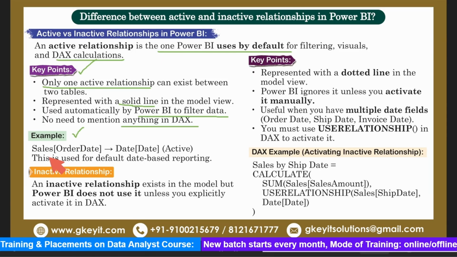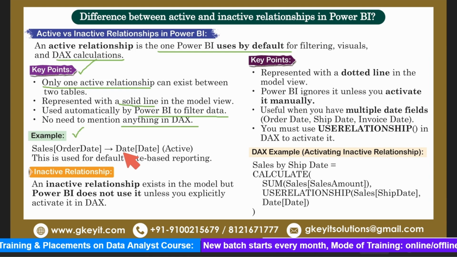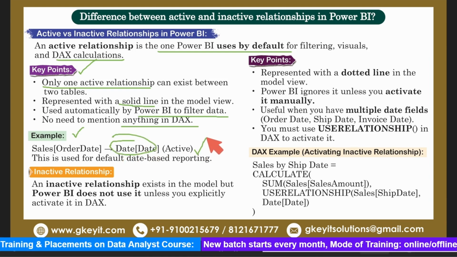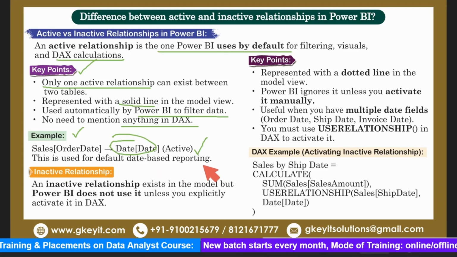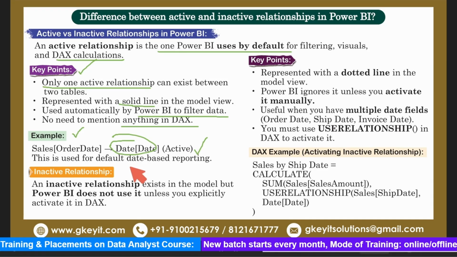Coming to the example, the sales order date and the date from the date table form an active relationship. This is used for default date-based reporting. We'll see all these things practically in Power BI as well. I'll just explain what's going to happen before we get into the practical part.